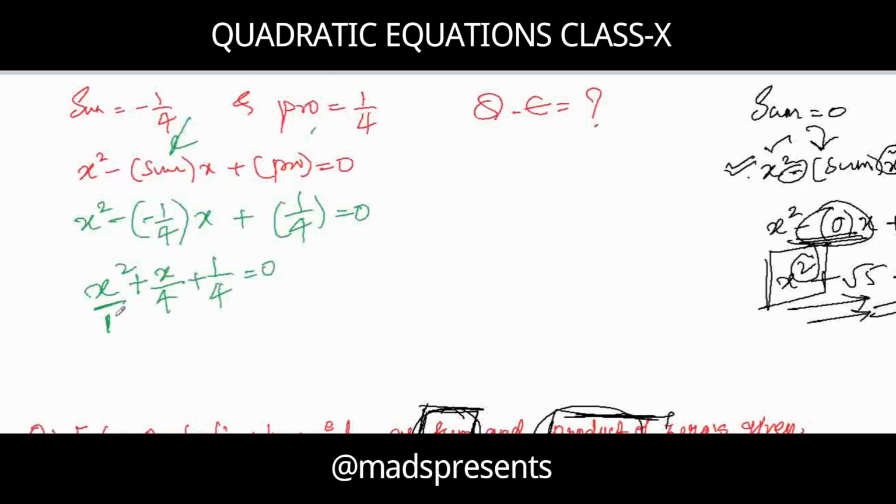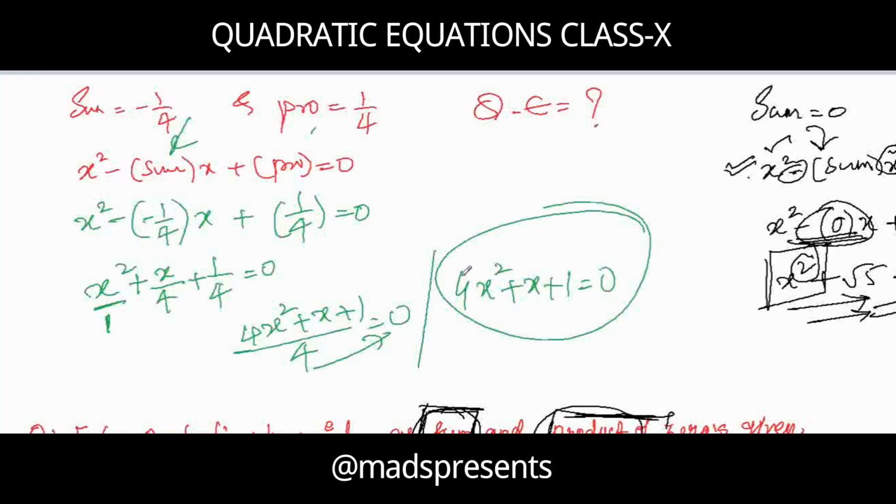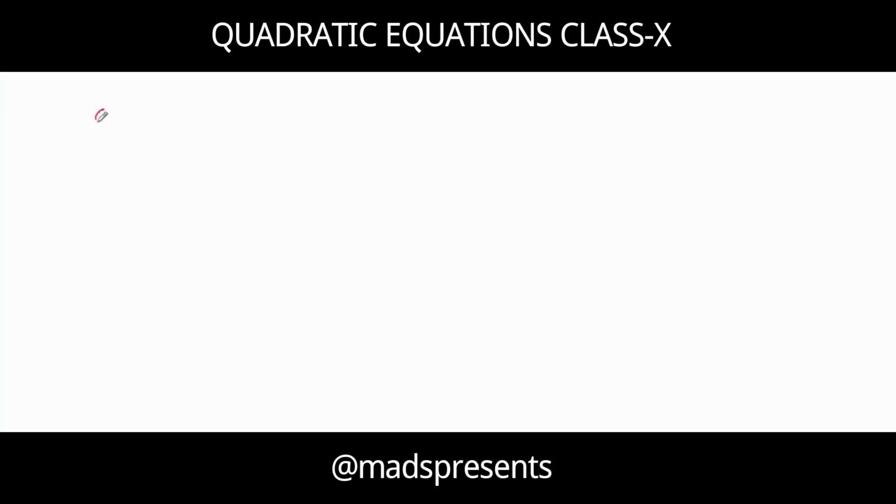Here there is no LCM, so take 1 and take the LCM, it will become 4x square plus x plus 1 by 4 equal to 0. If you send the 4 to this side, 4x square plus x plus 1 is equal to 0 is your answer. Very simple. Till now we found a quadratic equation. So how to find a quadratic equation? We found it by using a standard formula, that is x square minus sum of roots into x plus product of roots.